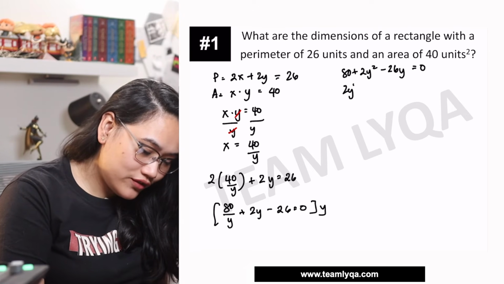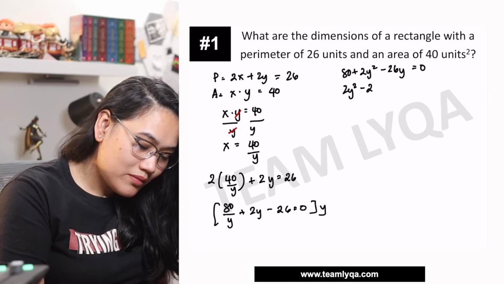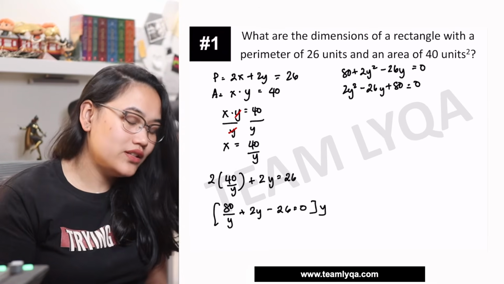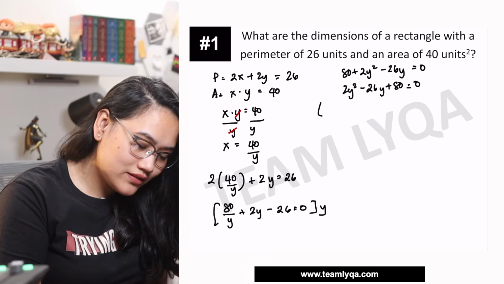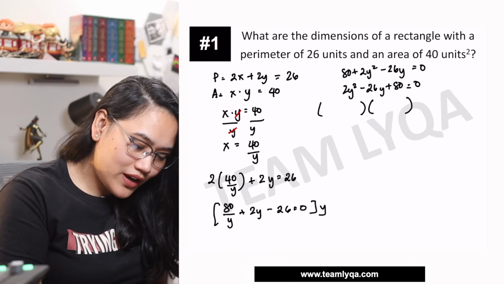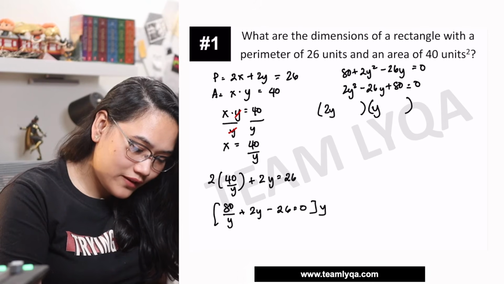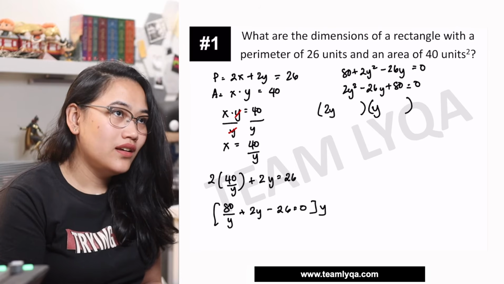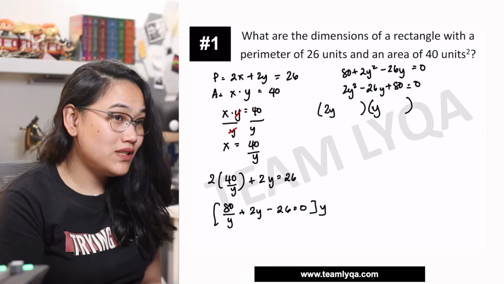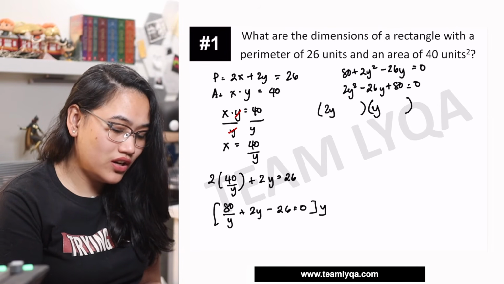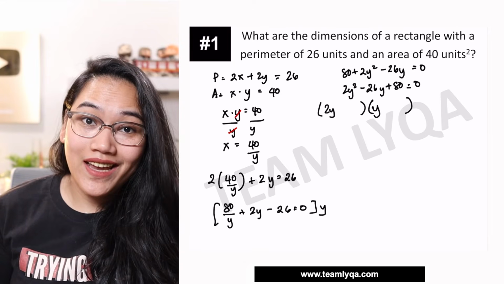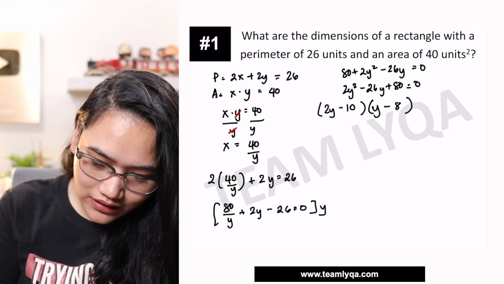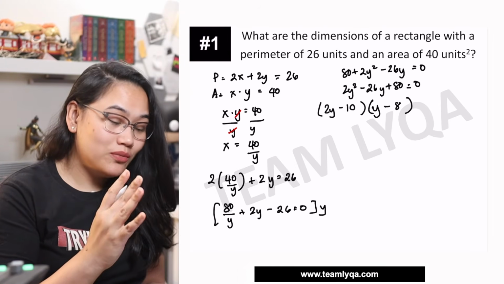I-rearrange lang natin siya. You have 2y squared minus 26y plus 80 is equal to 0. So again, if you want to factor this, we're going to just split them up. You have 2y and y. And then ang 80, kasi is just, pwede siyang 8 times 10. Pwede rin siyang, so I would just go with 10 and 8. Now, kung tatry natin dito, minus 10 and minus 8, isa-solve natin siya just to make sure na tama yung nakuha natin.